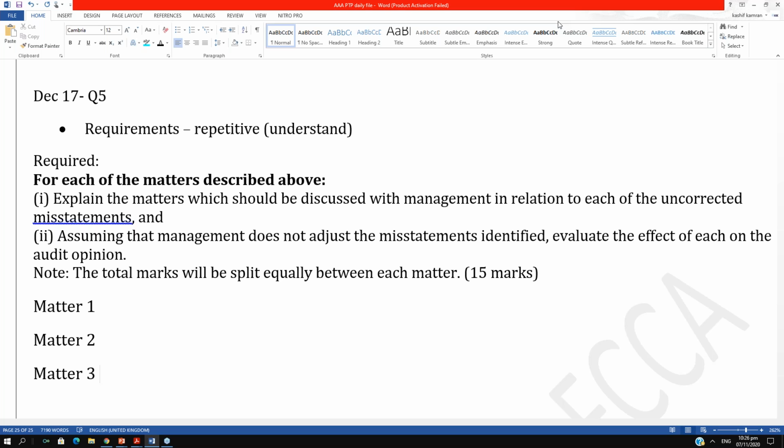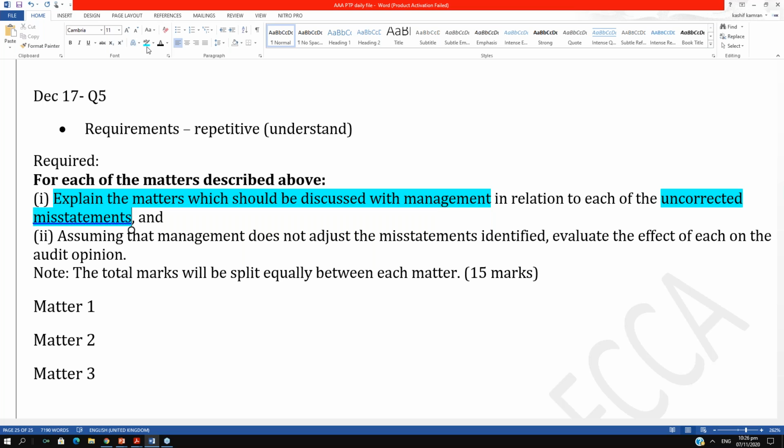Explain the matters which should be discussed with management. So what should you do? You should explain the matters which should be discussed with management in relation to each of the uncorrected misstatements. So is the examiner telling you what the matters above are? Do you believe the matters above relate to uncorrected misstatements? Agree, disagree?